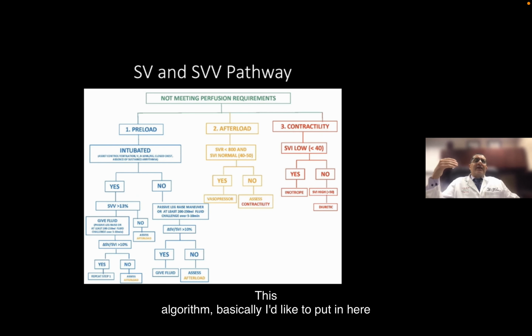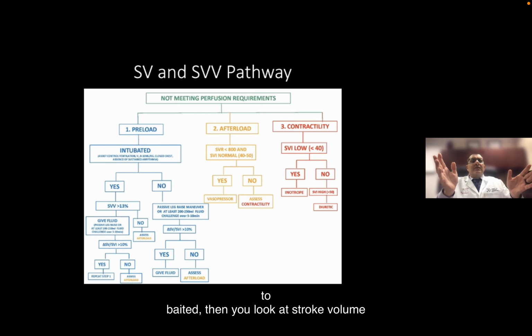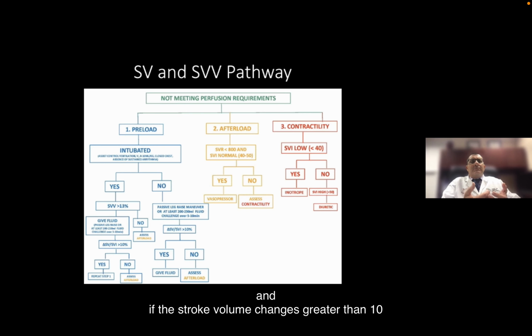This algorithm I like to put in here. I'm not sure Edwards has it in their book anymore, but it really breaks it down: is the patient intubated or not? If they're not intubated, you look at stroke volume. If the stroke volume changes greater than 10%, or with a passive leg raise changes greater than 10%, then give fluid. If it doesn't and they're still hypotensive, you send them to the ICU to start pressors in the United States. If they're intubated, we try the SVV.